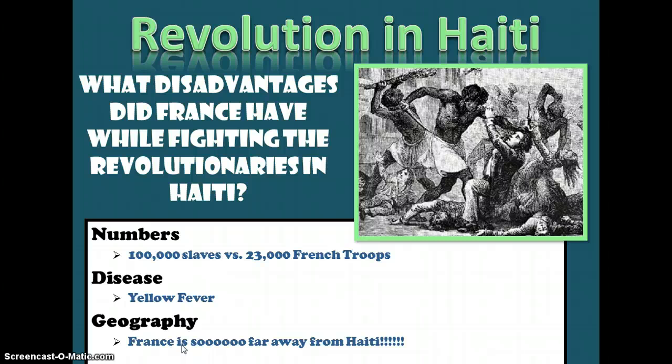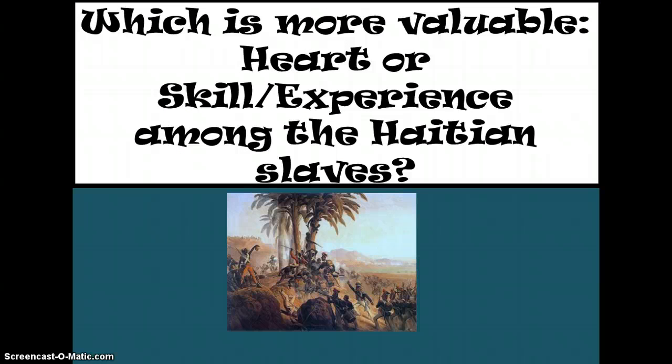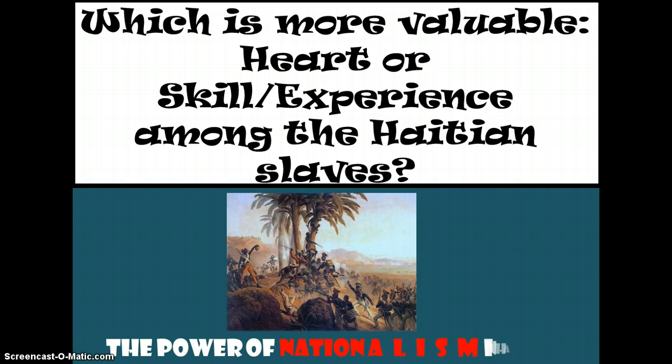And so Napoleon pretty much threw in the towel, withdrew his troops, gave Haiti its independence, and then shortly thereafter sold the Louisiana Purchase to the Americans so that he could focus all of his energy in Europe. So again, when you look at the Haitian rebels, their heart was most definitely their greatest advantage against the French soldiers. And again, it's that power of nationalism, people with a common culture and a common language all working together for a common cause.